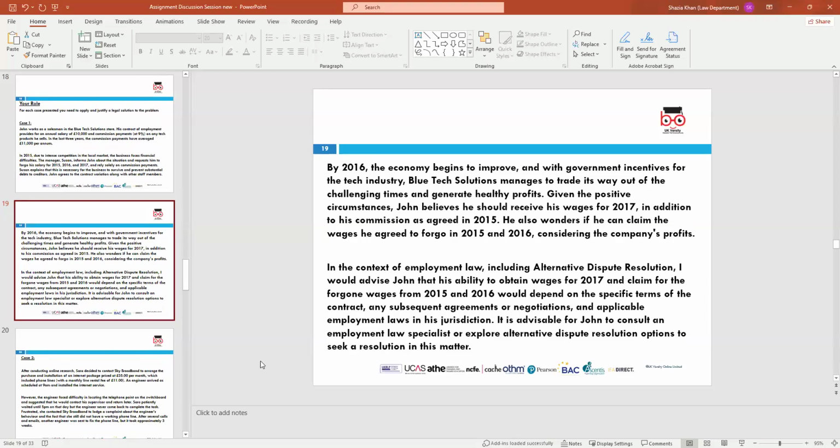In the context of employment law, including alternative dispute resolution, I would advise John that his ability to obtain wages for 2017 and claim for foregone wages from 2015 and 2016 would depend on specific terms of the contract, any subsequent agreement or negotiations, and applicable employment laws in his jurisdiction. It is advisable for John to consult an employment law specialist to explore alternative dispute resolution options to seek a resolution in this matter.